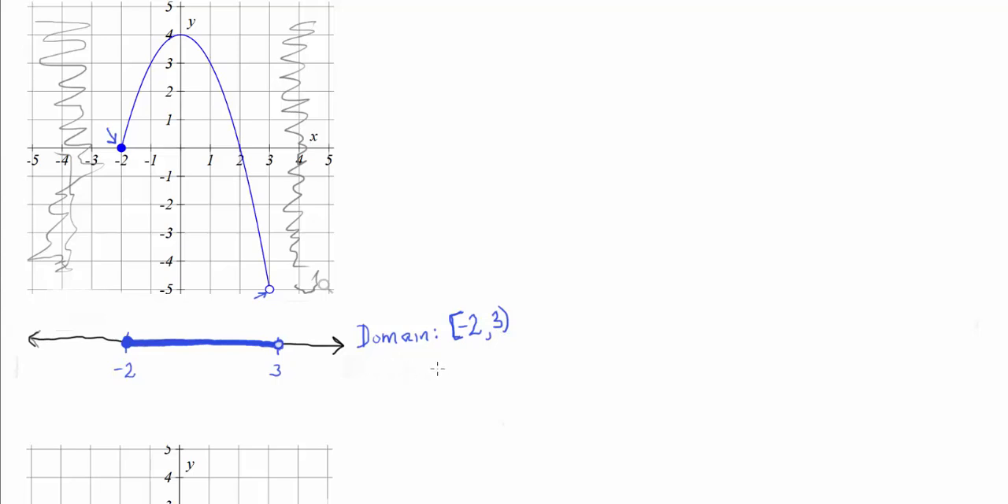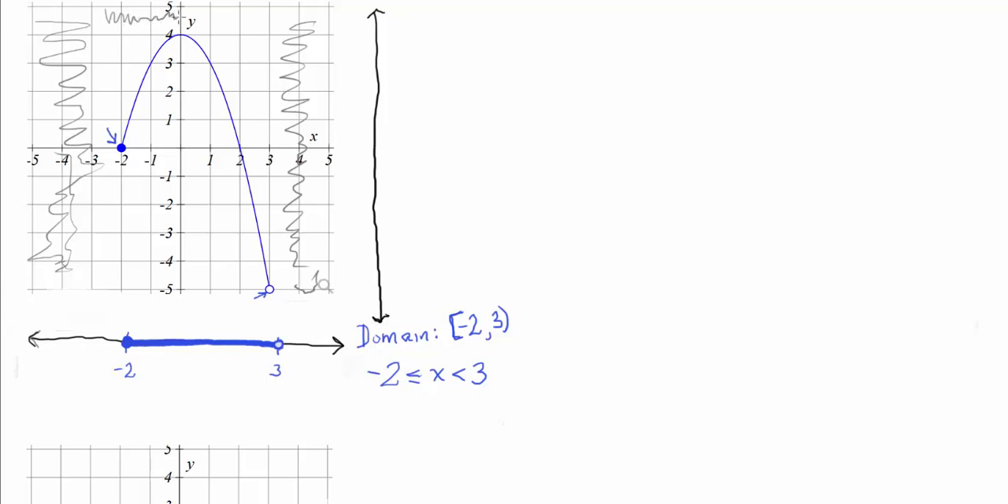Using inequality notation, this is all of the x values where -2 is less than or equal to x, and x is less than 3. So looking at the range, the range is all of the output values or y values for the function. So the y values are the values looking up and down.